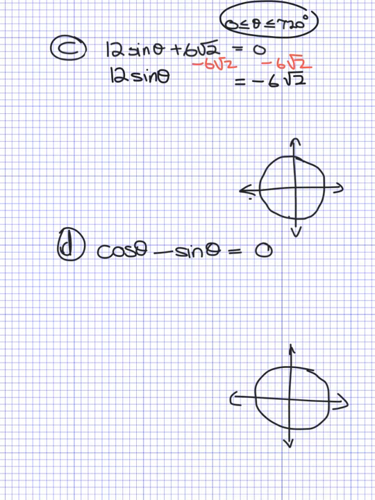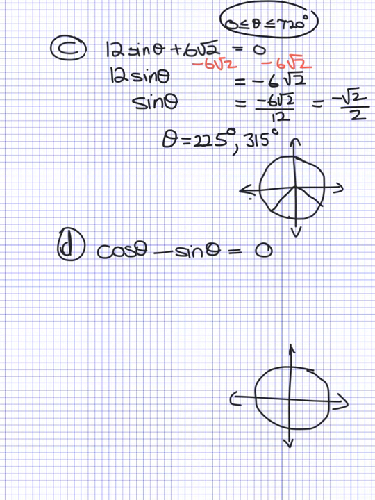Then I want to get rid of the 12, so I'm going to divide both sides by 12. Sine theta equals negative 6 root 2 divided by 12, which equals negative root 2 over 2. Okay, now we have it into something that we actually recognize. Sine theta equals negative root 2 over 2. When does that occur? It occurs at that angle and that angle. If you look in your unit circle, theta is going to equal 225 degrees, or 315 degrees.